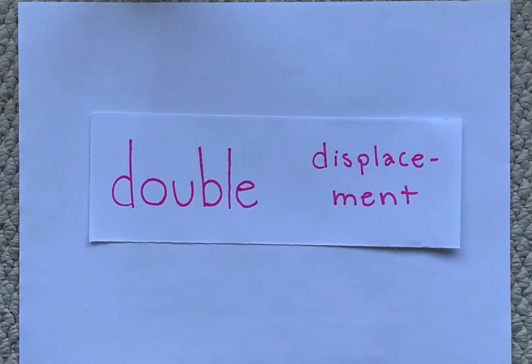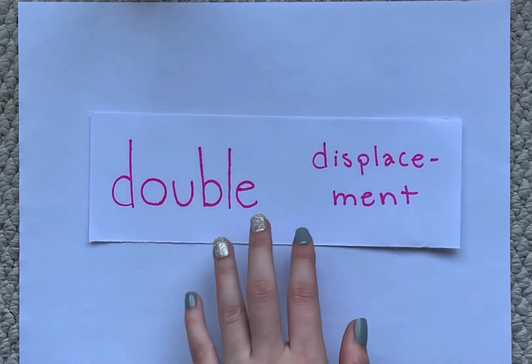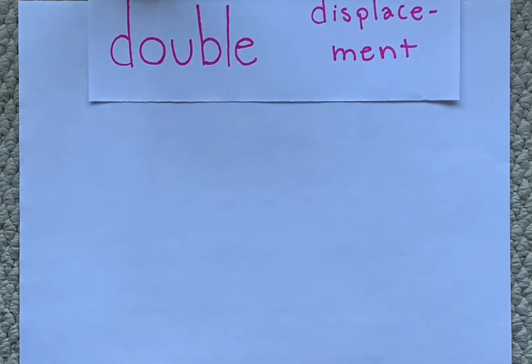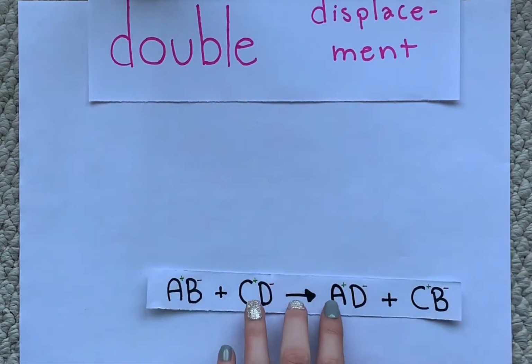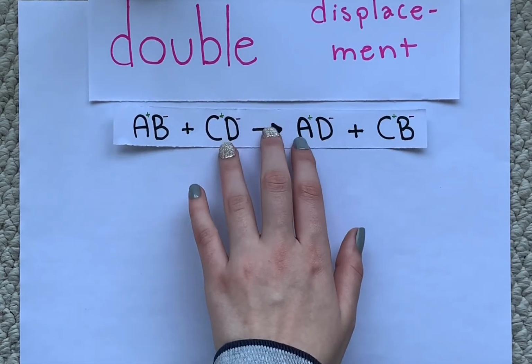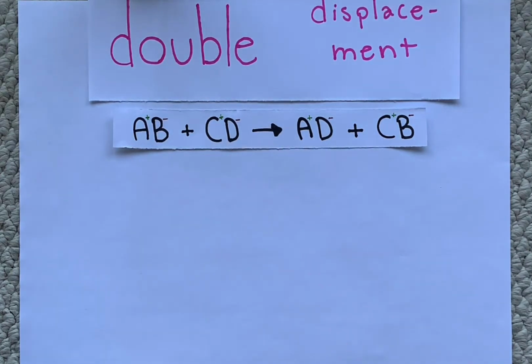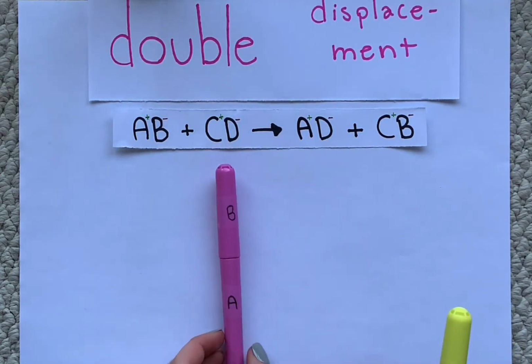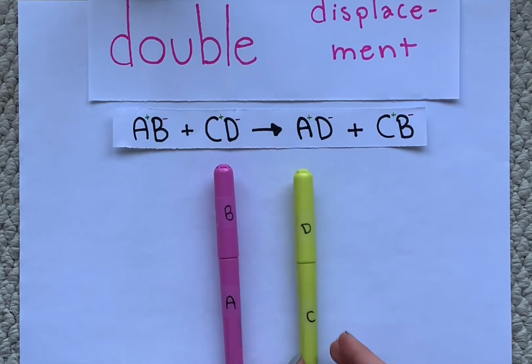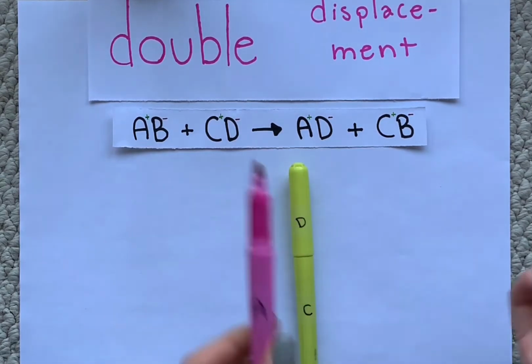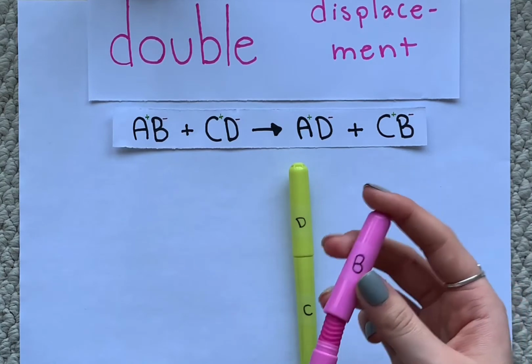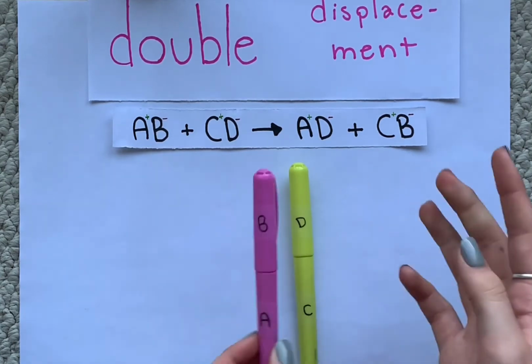So this next reaction is very similar to the single replacement reaction. However, this time we're going to be swapping 2 elements instead of just 1, hence the name double. And for this example, we're going to be swapping some pens around. So here you can see I have our compound, AB compound, and our CD compound. And if I pull them apart, then I just have A and I just have B. When I put them together, it makes them a compound.